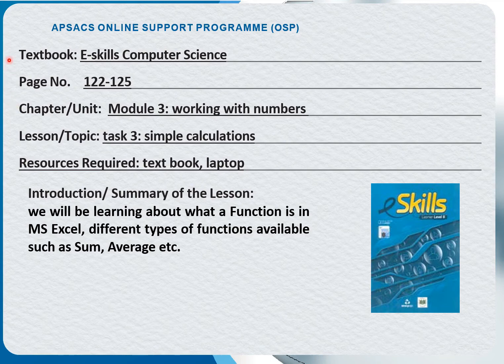This tutorial is from the textbook eSkills Computer Science. The page numbers are 122 to 125. The chapter is Module 3 Working with Numbers and the topic under discussion is Task 3 Simple Calculations. The resources required are the textbook and a laptop or a PC.